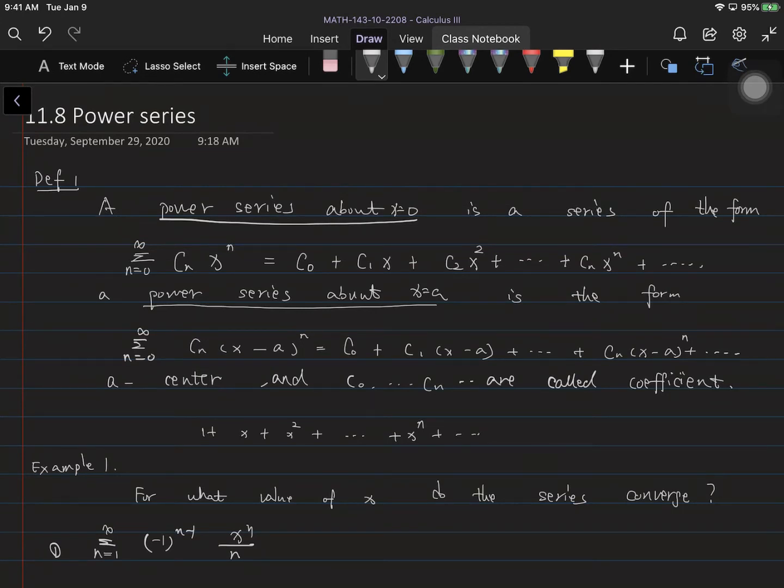A power series about x equals 0 is a series of the form the sum of Cn x^n, and if we write this out, it equals C0 plus C1 x plus C2 x squared plus ... plus Cn x^n. So this is like a polynomial, but it's infinite. We have infinite terms here. And this is also a combination of all the power functions. That's why it's called a power series.